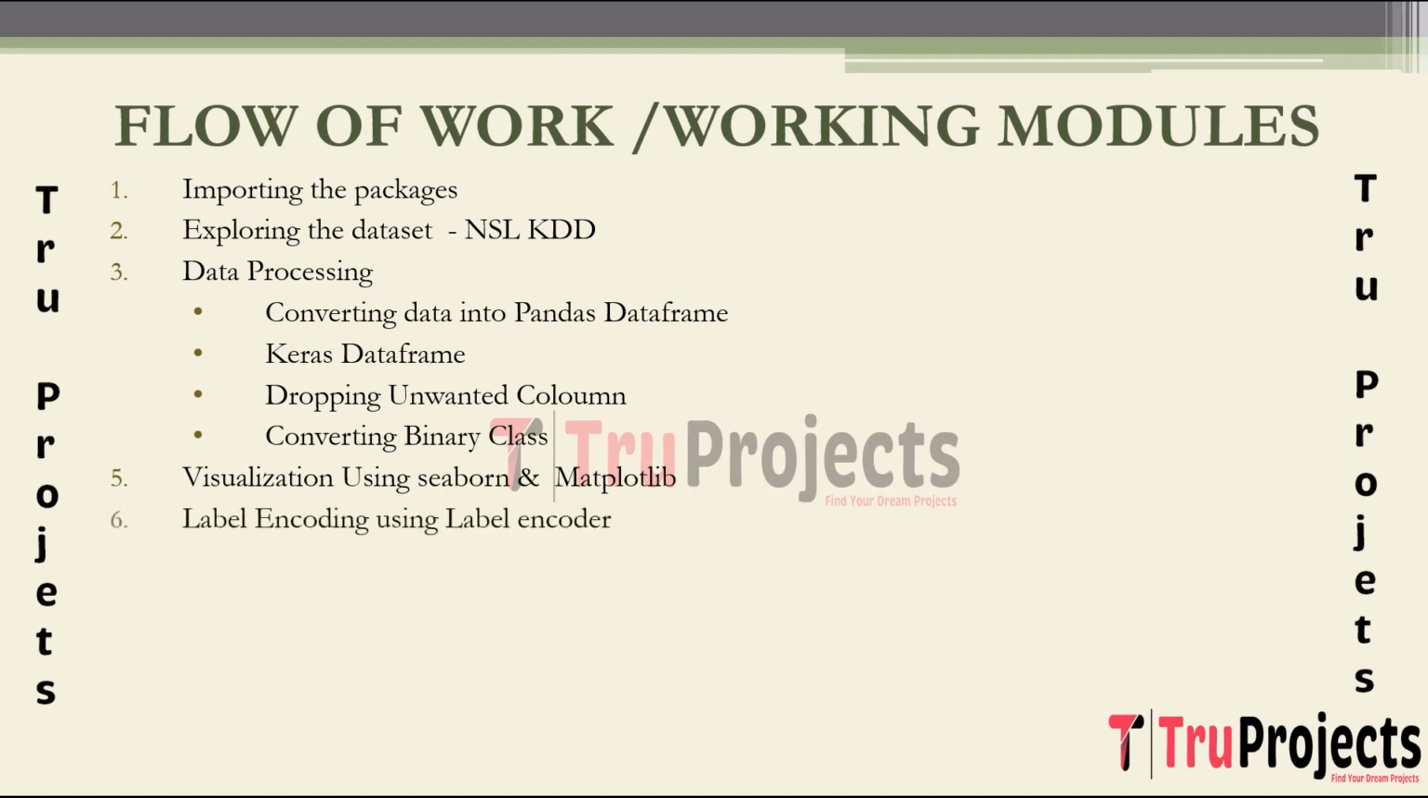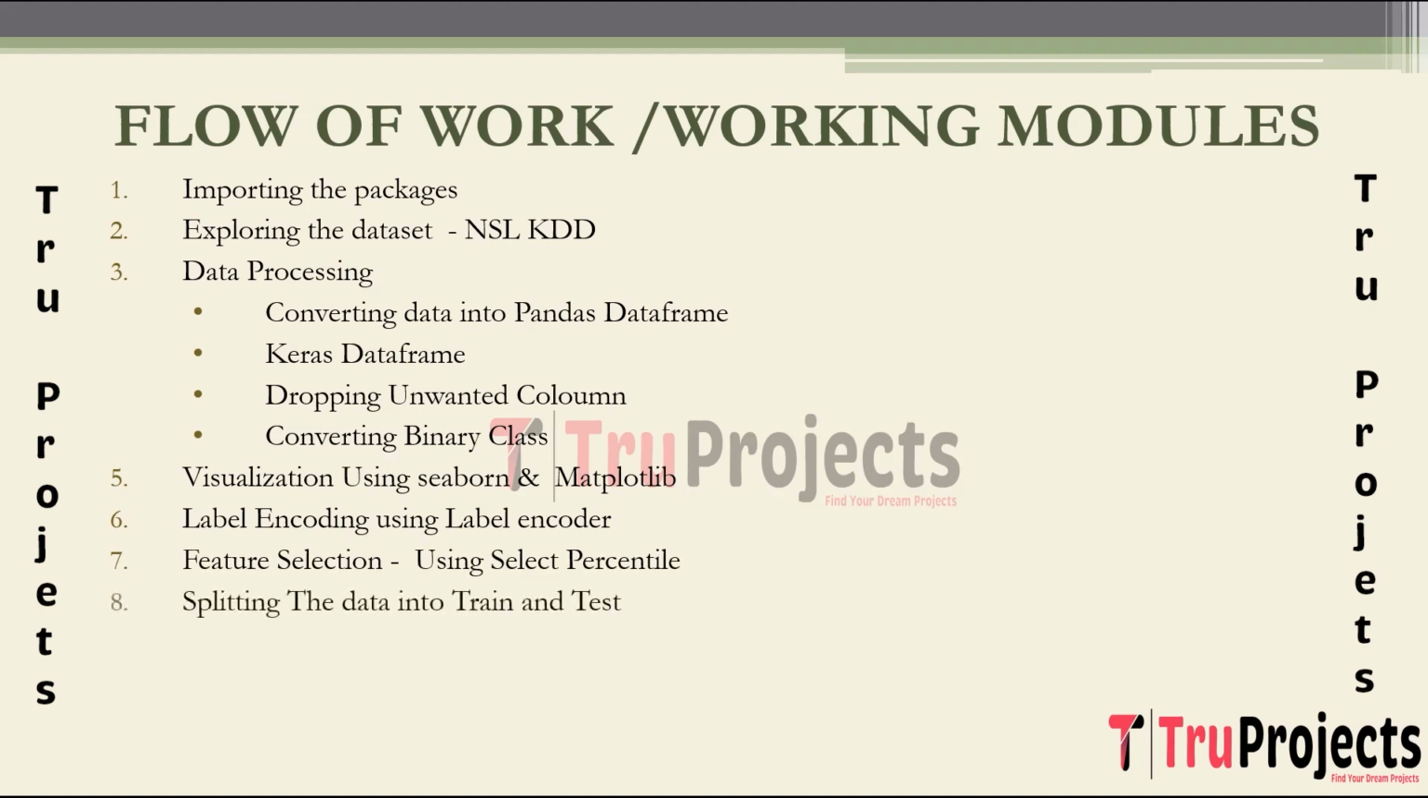Label encoding using label encoder. Categorical data is often encoded into numerical format for machine learning models. The label encoder is applied to convert categorical labels into numerical values. Feature selection using select percentile. Feature selection is crucial for building efficient models. This module involves selecting the most relevant features using select percentile, which is a method based on statistical tests.